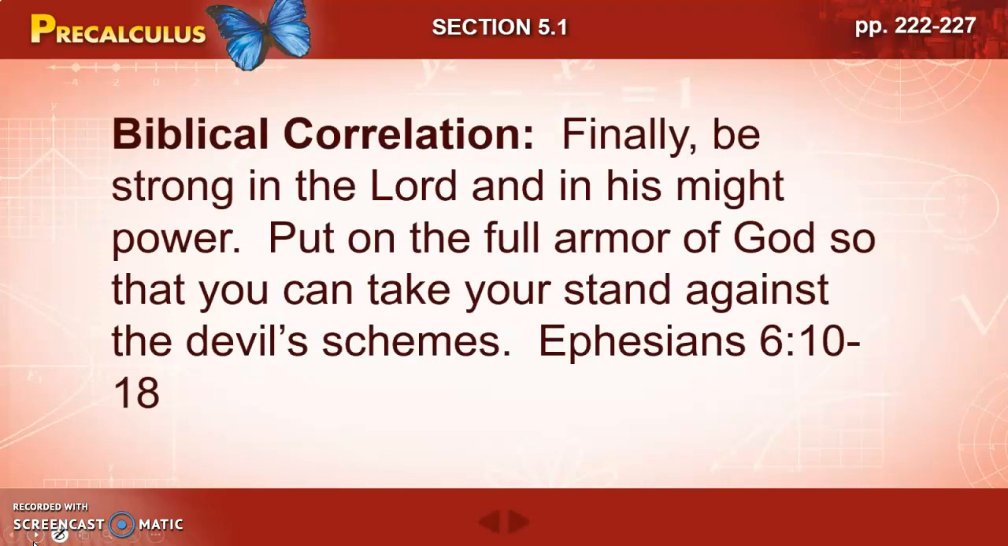Our biblical correlation for this unit comes from Ephesians 6:10 through 18, which talks about the armor of God. And it says, "Finally be strong in the Lord and in his mighty power. Put on the full armor of God so that you can take your stand against the devil's schemes." Now you may be wondering what that has to do with math. Well, we're told that the armor of God is made of all these individual pieces and that together may make us strong in our faith and strong against the attacks of the devil.